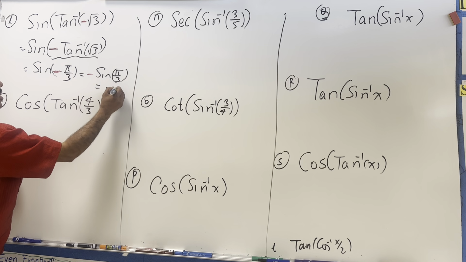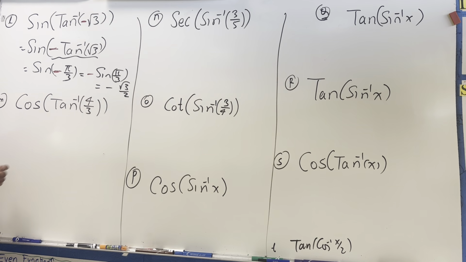And sine 60 is minus square root of. So this is how you figure out the exact value. Let's go to the next one, cosine.